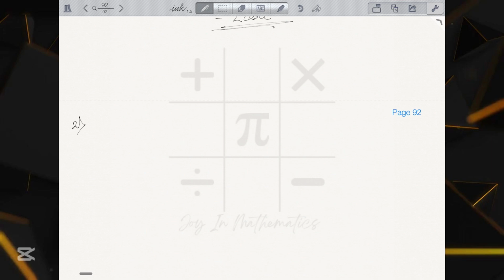Question number 2. We have that tan theta plus cot theta is equivalent to sec theta cosec theta. Now we can choose to go from the left hand side to the right hand side, or the right hand side to the left hand side, but let's stick to moving from the left hand side to the right hand side.